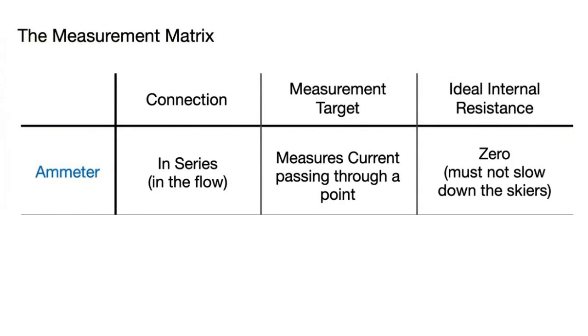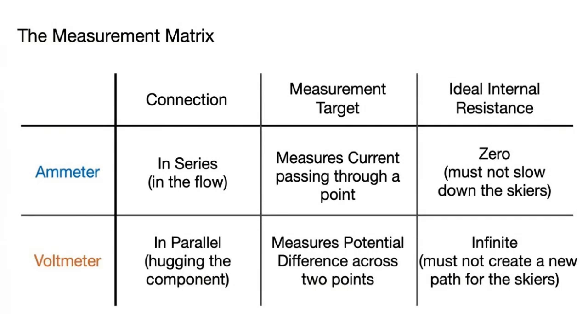For the ammeter to work correctly, its internal resistance needs to be as close to 0 as possible so it doesn't slow down the flow. Think of it like skiers on a slope. The ammeter shouldn't slow them down. On the other hand, a voltmeter is connected in parallel or across the component it's measuring to capture the potential difference between 2 points. Its ideal internal resistance is infinite to ensure that it doesn't create a new path for the current, which would be like creating a different route for the skiers and altering the flow being measured.